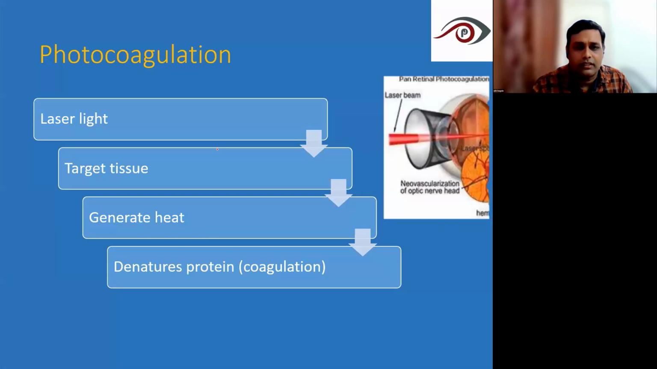So how does this work? As I told you, when you put laser light to the target tissue, it will generate heat to the extent where it will denature the protein in that area. This coagulation of the protein will make that area scarred and burnt out, thus causing the surrounding area to get affected.